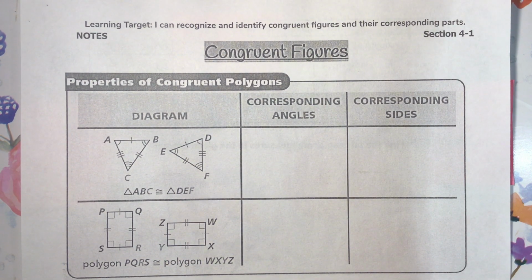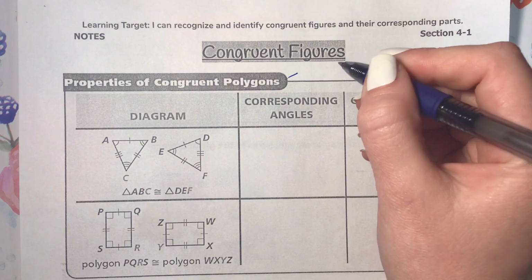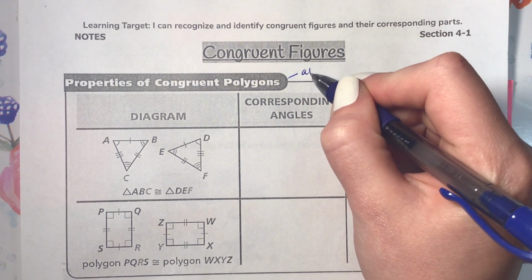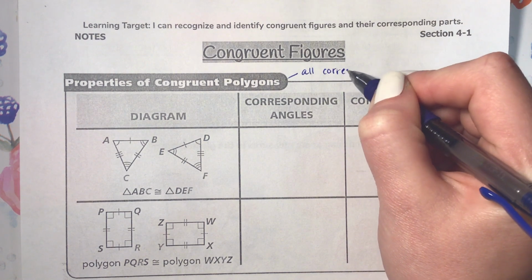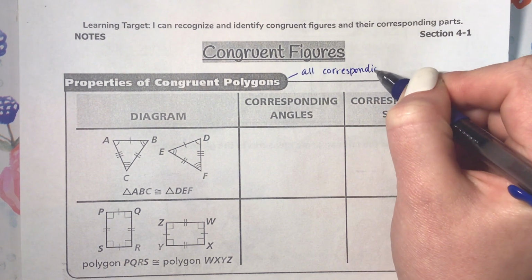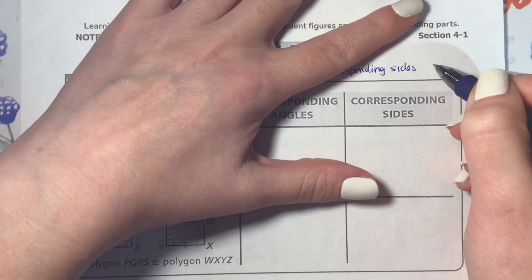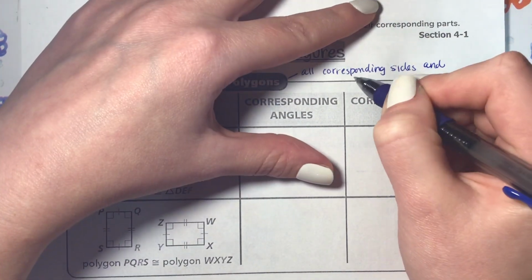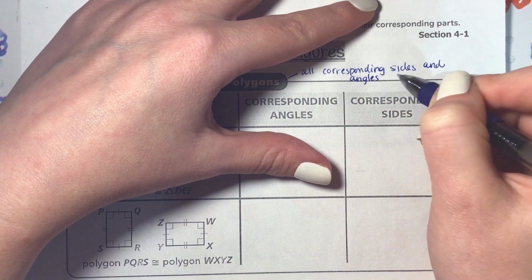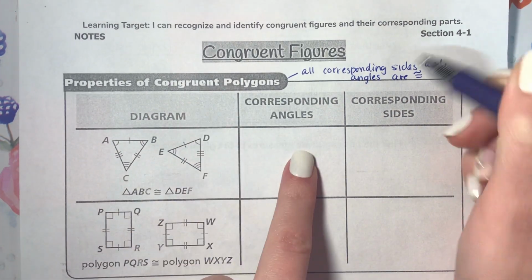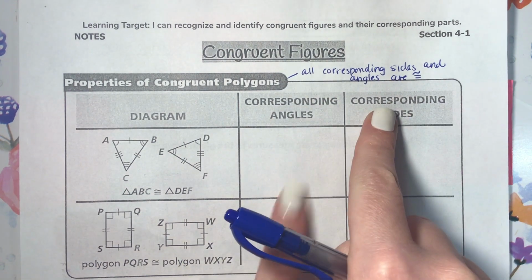I'm just going to talk a little bit about congruent polygons and what they are. So first of all, I just want to let you know that congruent polygons have all corresponding sides and angles congruent. So if you have congruent polygons, then their corresponding sides and angles are congruent.